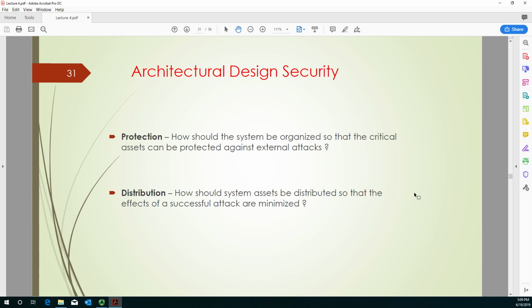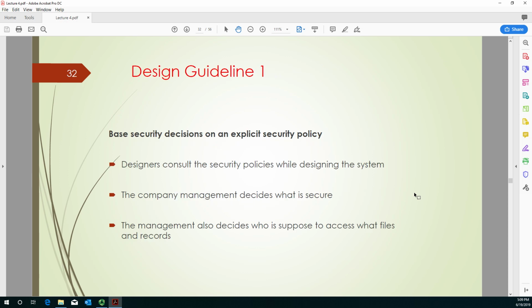Architecture design for security involves protection. How should the system be organized so that critical assets can be protected against external attacks? And distribution of assets, that's very important. You don't want to put all the eggs in one basket, right? Not a good idea, because if the basket is stolen or destroyed, all the eggs are gone. So that's very important.